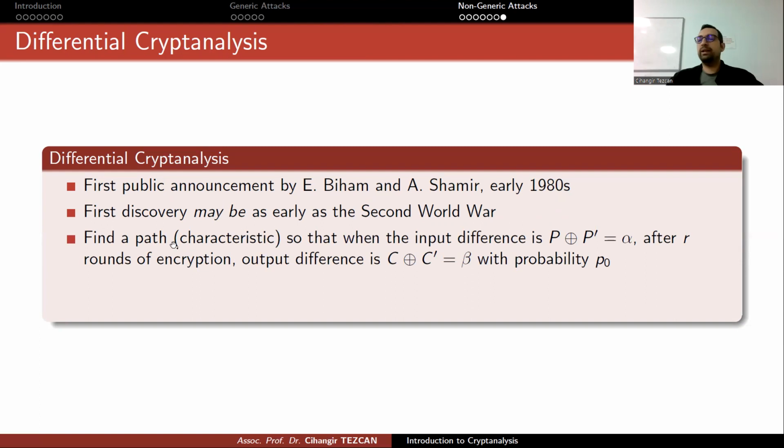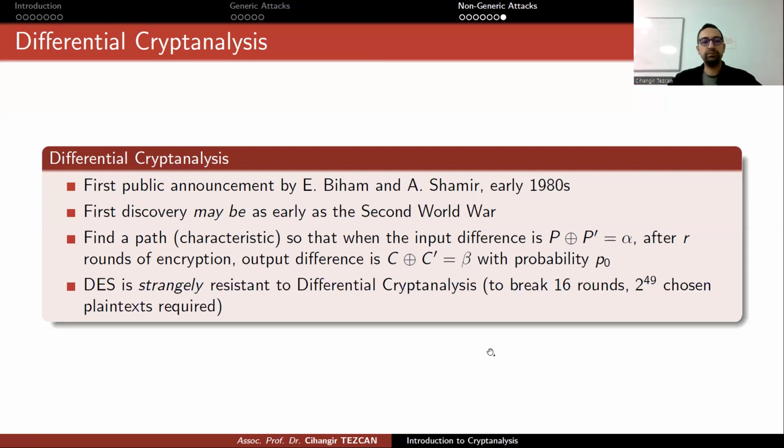The aim is to find the paths, which we sometimes call differentials, but in classical differential cryptanalysis, we call them characteristics, so that when the input difference is alpha, meaning I have two plaintexts whose XOR is alpha, I'm fixing this. This is the distinguisher I have, because for this input difference, after R rounds of encryption, the output difference is beta with probability P0, and we want this P0 to be high so that we can distinguish it.